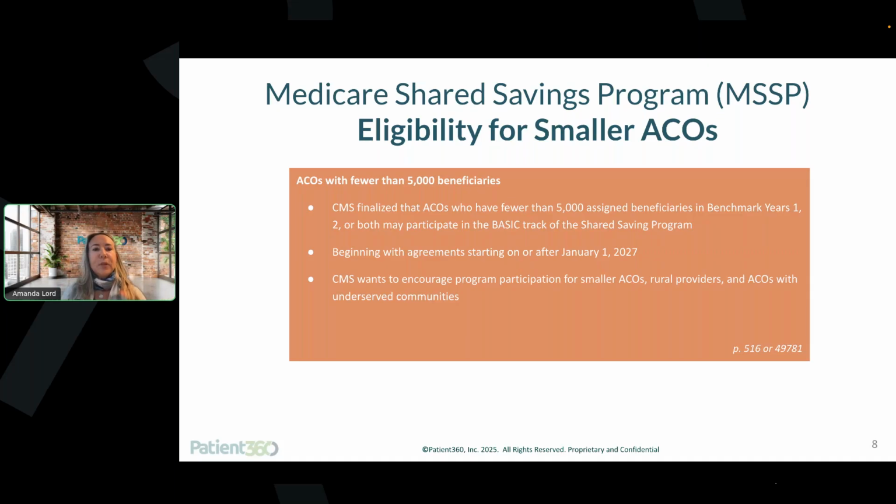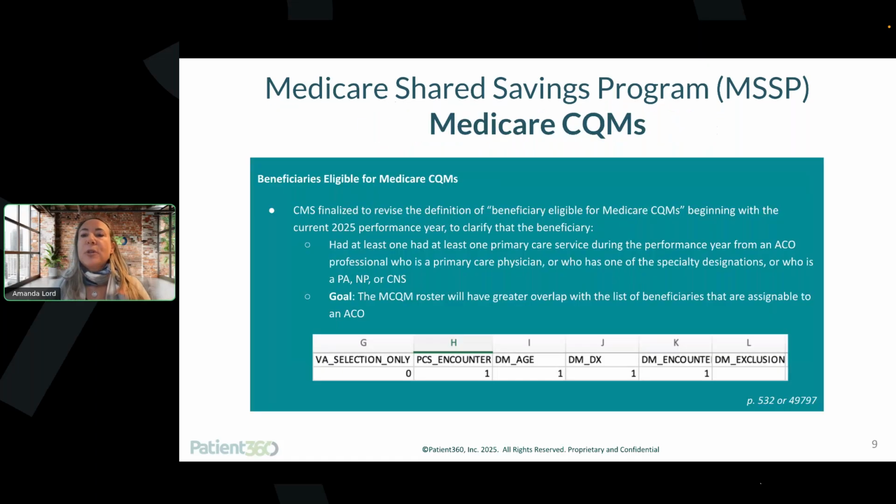Next slide. Okay, so beneficiaries eligible for Medicare CQMs. CMS finalized the definition, and how does this impact the actual rosters that you load into Patient 360? If you're a P360 client, you know exactly what I'm talking about when I say the rosters. How does this influence them? The ACO is not going to have an obligation to report on beneficiaries without a PCS encounter field, because those beneficiaries haven't had a primary care service. Who does this impact? Like I said, only those ACOs reporting via MCQM collection type. So if you're tuning in right now and you're doing ECQMs, this really doesn't apply to you. If you're doing MCQMs, this is what you want to focus on.